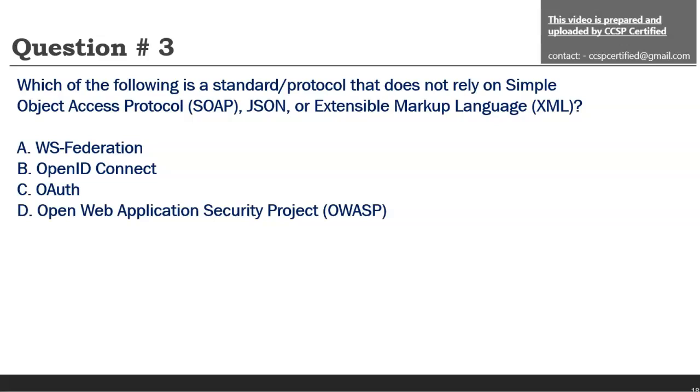So we'll see one by one. Which of the following does not rely on either SOAP, JSON or XML? So WS-Federation, we have covered this. It is Microsoft proprietary and depends on SOAP. So option A is eliminated. OpenID Connect and OAuth, these two are JSON based protocols. OpenID is an extension of OAuth where an ID token is added, but both are JSON based. So options B and C are eliminated.